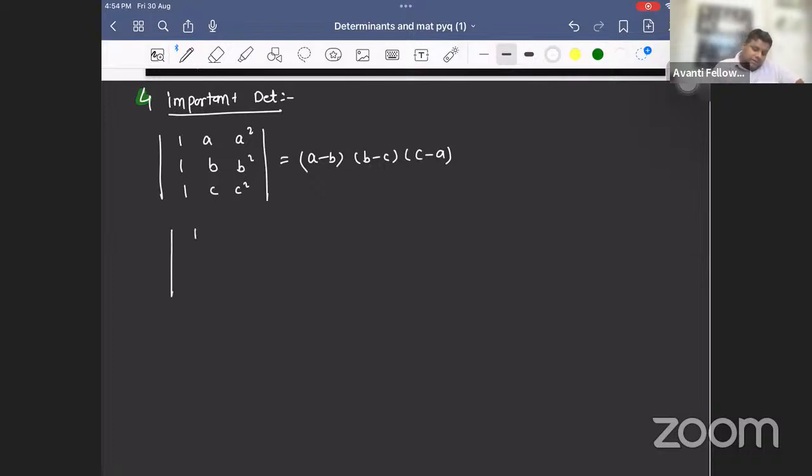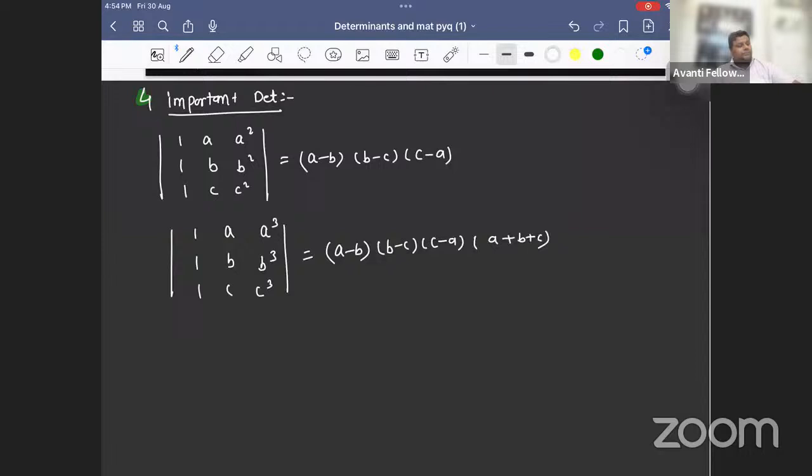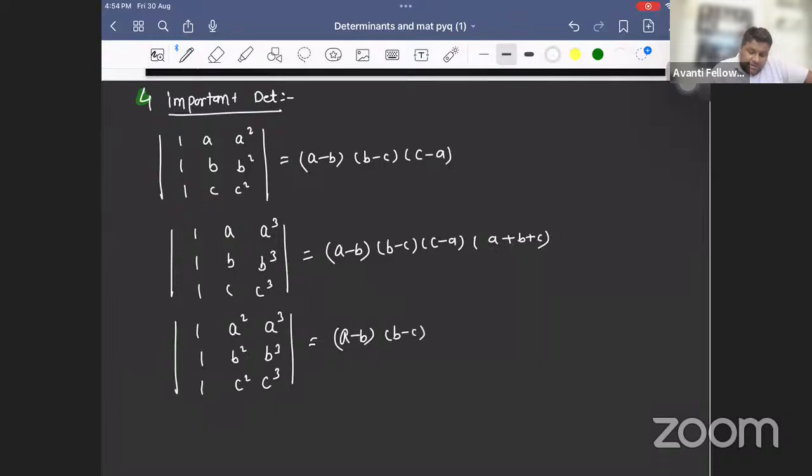Now the second is 1, a, a cube; 1, b, b cube; 1, c, c cube. It will be (a minus b)(b minus c)(c minus a) and then (a plus b plus c). Got it? Then 1, a square, a cube; 1, b square, b cube; 1, c square, c cube. This will be (a minus b)(b minus c)(c minus a) and (ab plus bc plus ca).